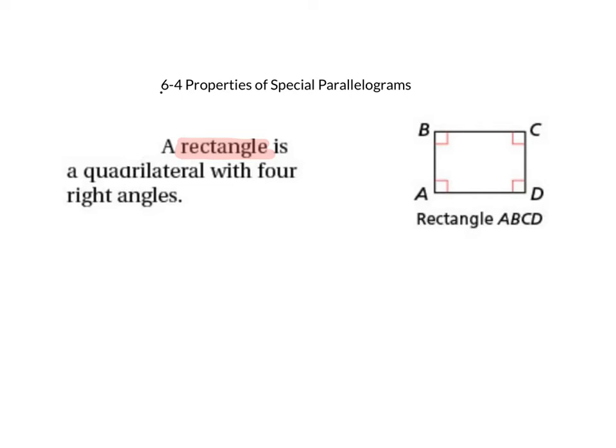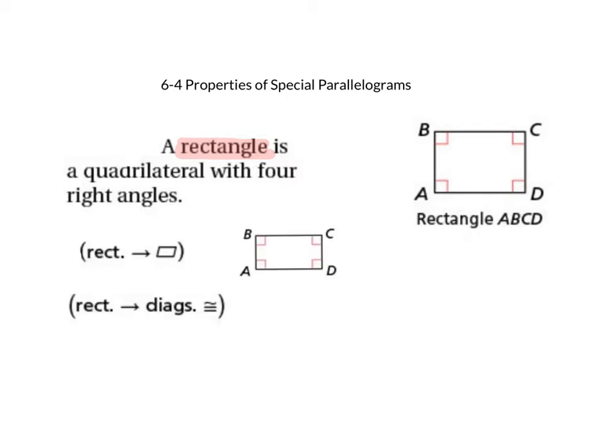This is 6-4, Properties of Special Parallelograms. Our first definition that we need here is a rectangle. A rectangle is a quadrilateral with 4 right angles. Notice how we name rectangle ABCD on the right. There's no symbol in front of the letters, but we do name it with all 4 letters.